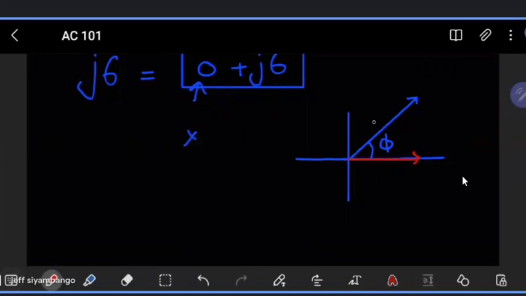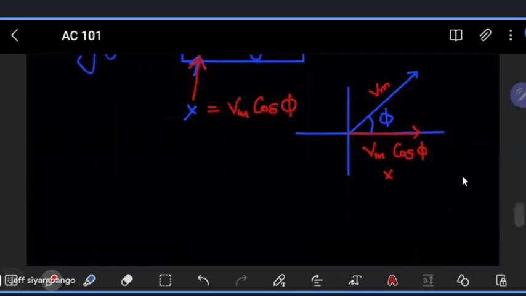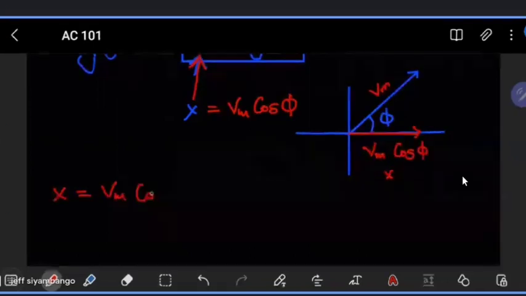If this is where we have that V max, Vm, this side at the bottom, the x component will be given by V max times cos of the phase angle phi. This is what gives us the x component, or the real part x. So this is actually given by V max cos phi. But if x is equal to 0, it means that V max cos phi must somehow be equal to 0.